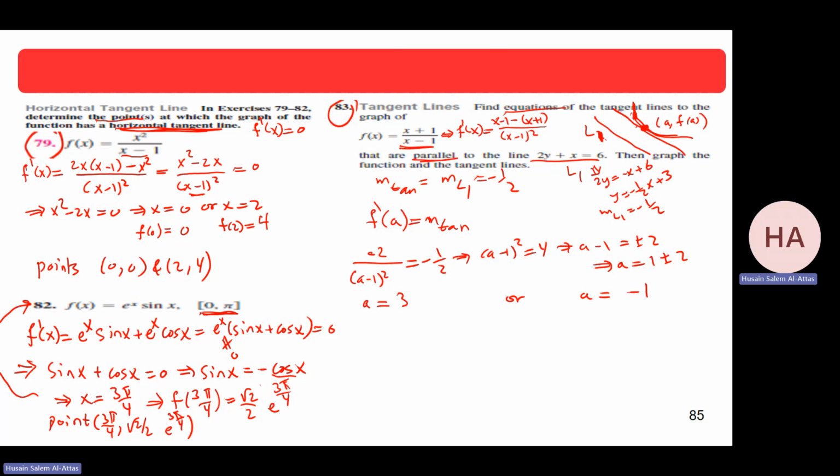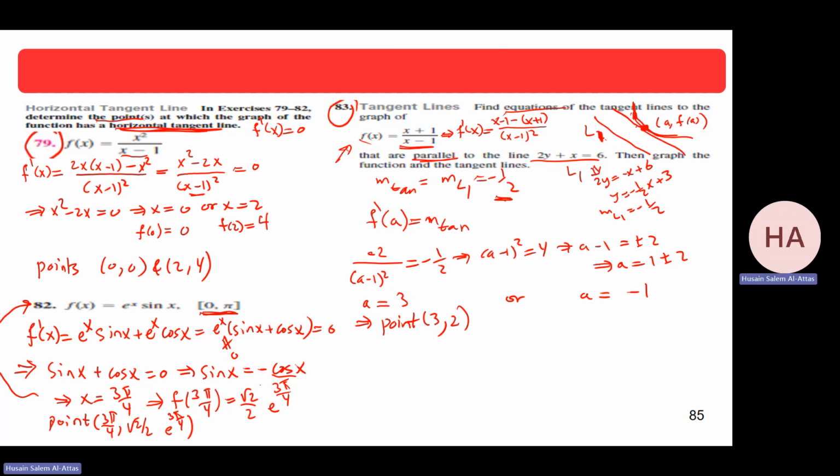If a equals 3, I know the slope is minus half. So the point of tangency is at 3, and substitute in this one: at 3, it will be 3 plus 1, 4 over 2, so the point is (3, 2).